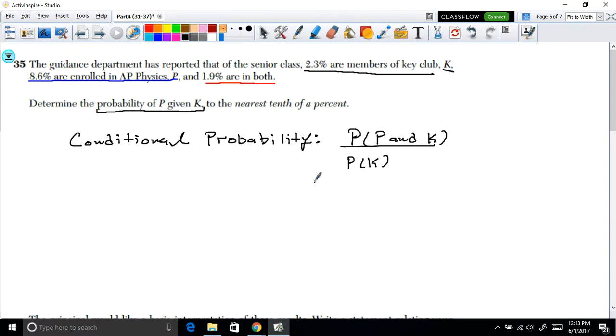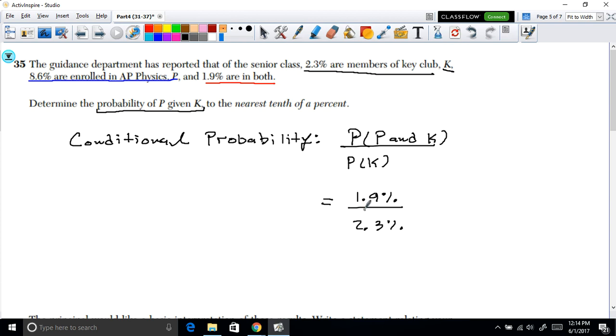All right, well, we do have those. The probability of P and K is given right here as 1.9, because 1.9% are in both. So we have 1.9% divided by the probability of K. Well, here it is, 2.3% are members of Key Club, which is K. So the probability for K to happen is 2.3%.